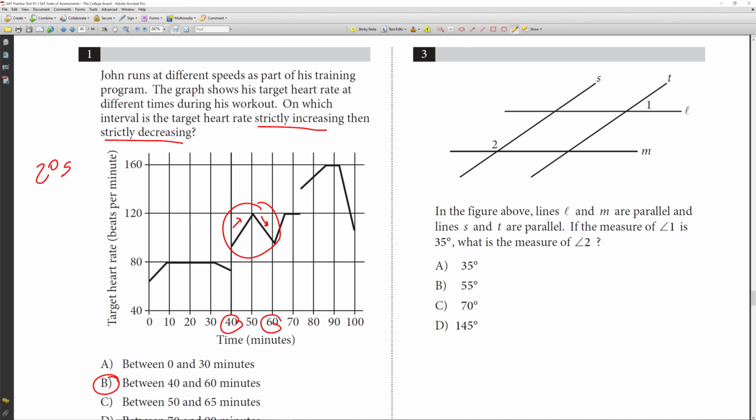Question 3 seems like a parallel lines case. They tell you that lines L and M are parallel, and lines S and T are parallel, which allows you to find all the angles where they intersect. Looks like this is about a 20-second question. If the measure of angle 1 is 35 degrees, what is the measure of angle 2? So if this is angle 2, this is also angle 2, this is also angle 2. Since angle 1 is less than 90, angle 2 must be greater than 90. And the only answer that's greater than 90 is D, 140.